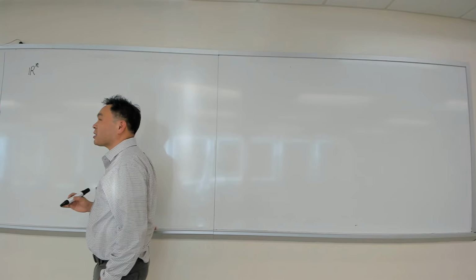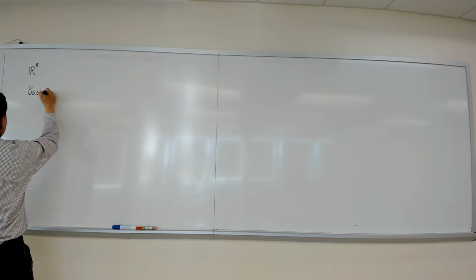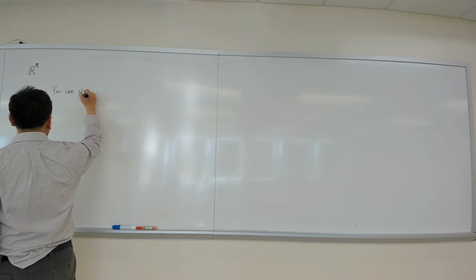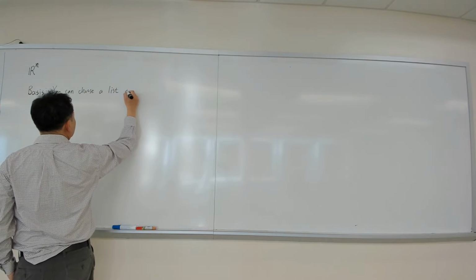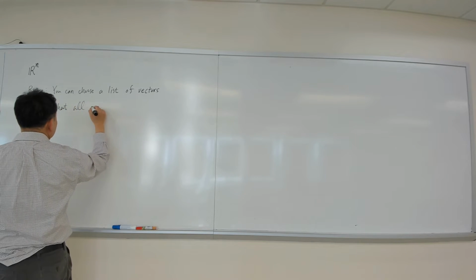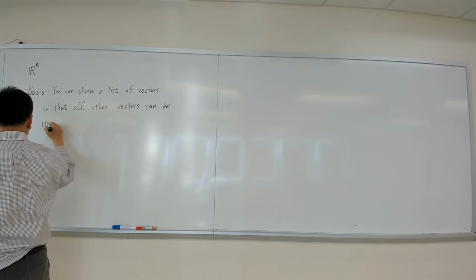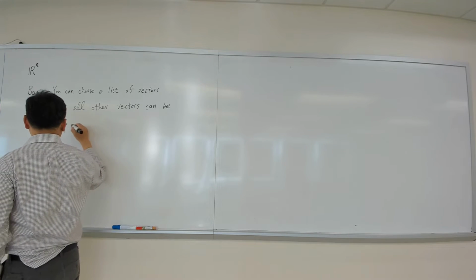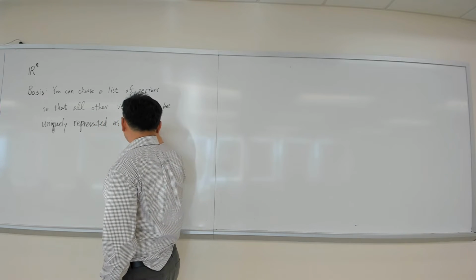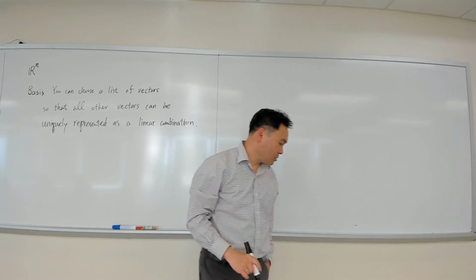Well, if you track the things that we were able to do, one was the idea of the basis, right? The idea of the basis is that you can choose a list of vectors so that all other vectors can be uniquely represented as a linear combination. That was what I was trying to show you.